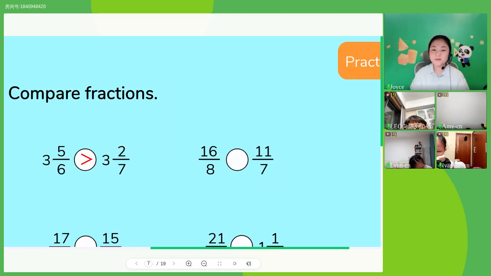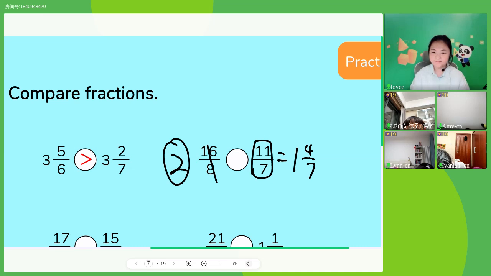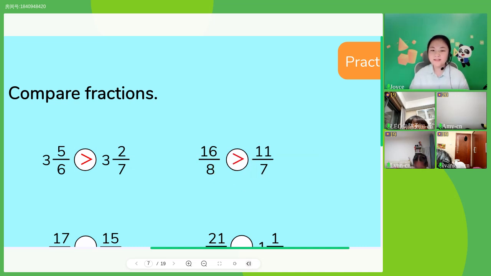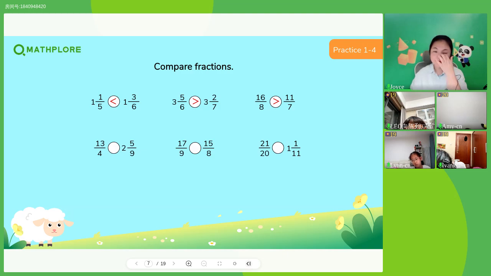Next one, you can convert them into mixed numbers, right? 16 divided by 8 equals how many, everyone? Divided by 8, it will be 2. Divided by 8, it will be 1. 2/1 is just 2 whole, right? And this one can be converted into 1 whole and 4/7. So obviously number 2 is greater. Is that right, guys? So that means for every single problem, we have to use a different method, right? Sometimes you have to convert them, sometimes you don't have to. You can use 1/2 to compare or something else. Is that clear?